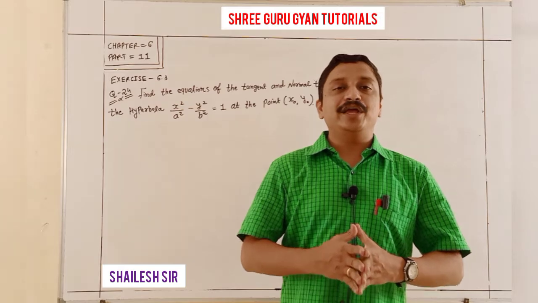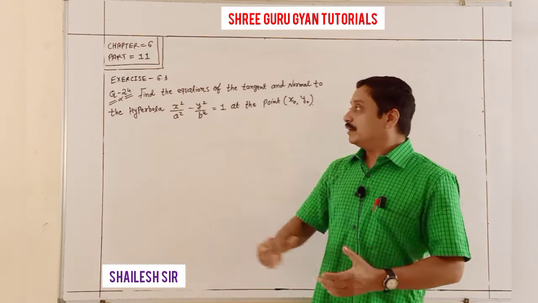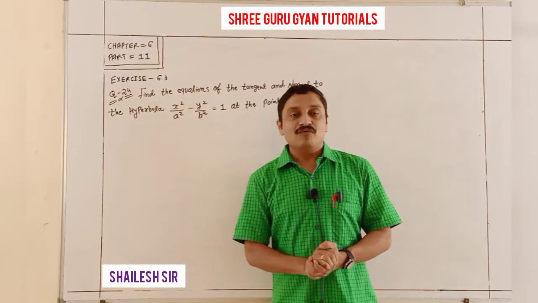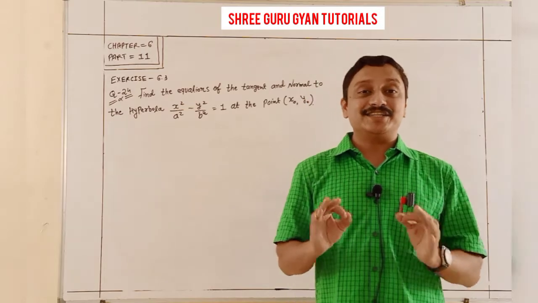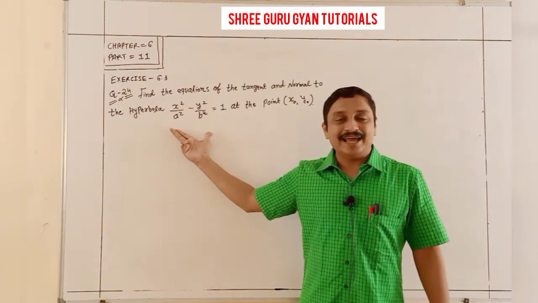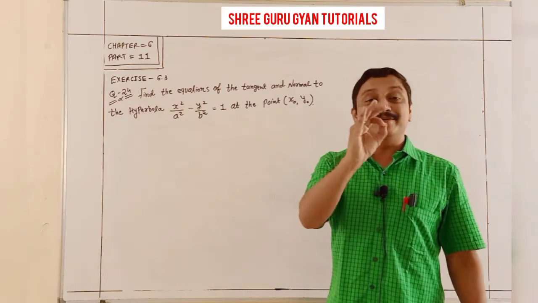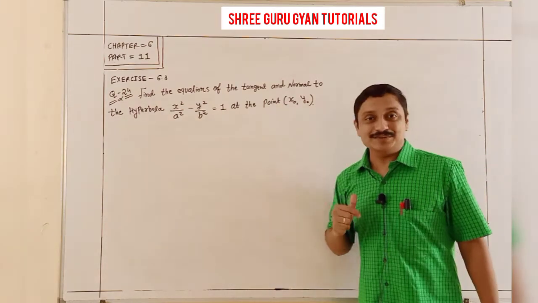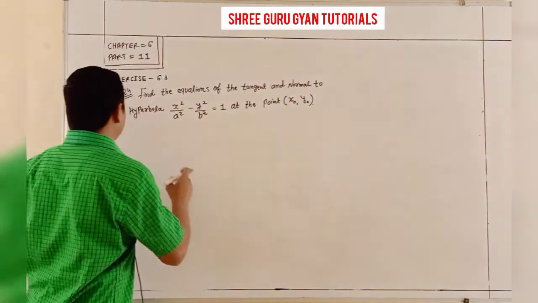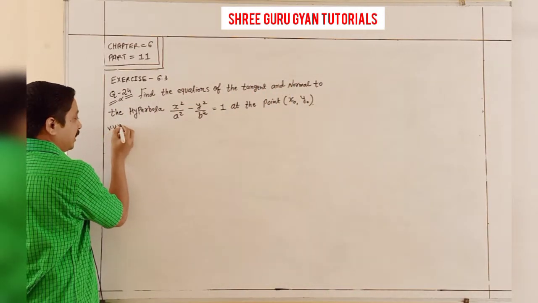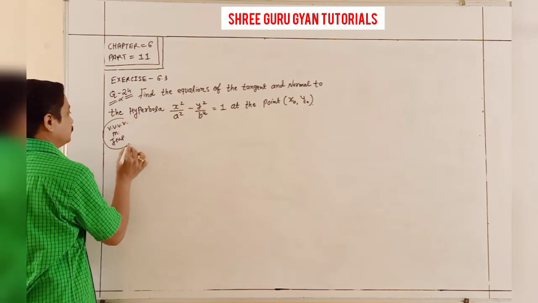Today I am going ahead with the remaining numericals in Exercise 6.3, question number 24. Find the equation of the normal and tangent of the given hyperbola x square by a square minus y square by b square equal to 1 at the point x0, y0. Yes students, before starting this sum, mark it. This is our very important numerical. It's the most important sum.